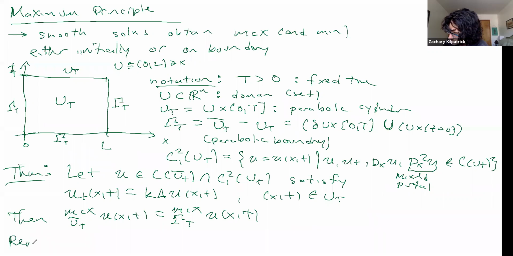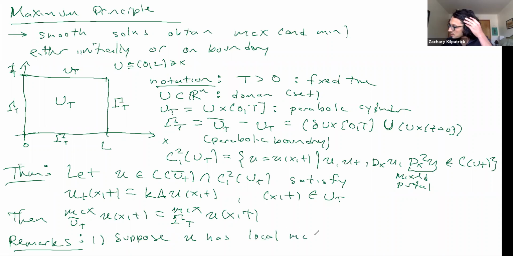First of all, if we suppose that u has some local max at x, t in U sub t, okay? Then, okay, I'm running out of space for this. I'm going to write this again on the next page. Let me start these remarks again on the next page.